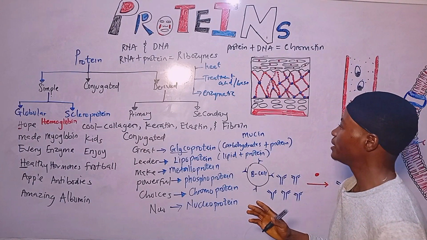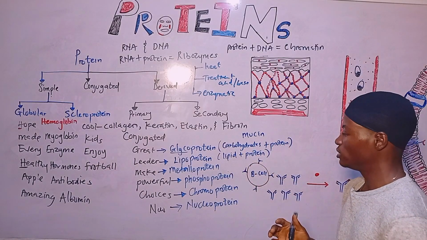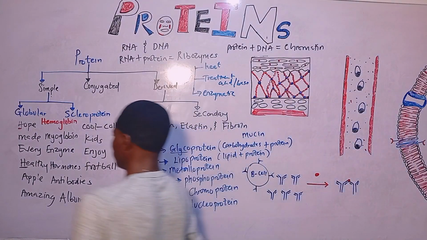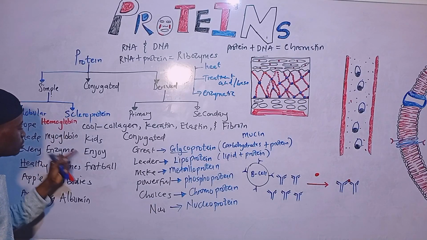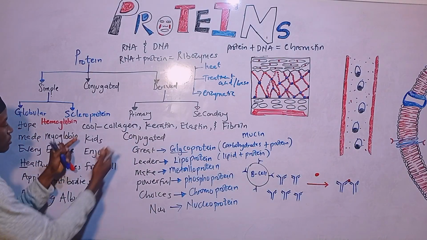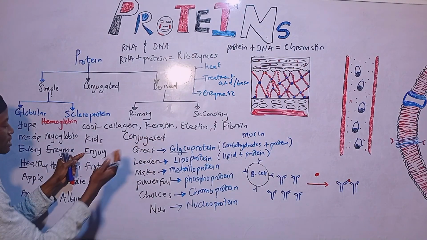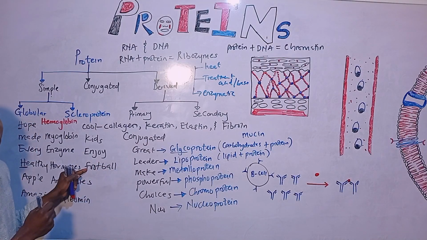Now let's go ahead and move to primary and secondary. But once again, let me come back here and revise this. For globular protein, we have hope made every healthy apple amazing, and that is hemoglobin, myoglobin, enzymes like amylase, then hormones, insulin or glucagon, then antibodies and also albumin. Then we have scleroprotein. Cool kids enjoy football: collagen, keratin, elastin, football, that's fibrin. You understand?